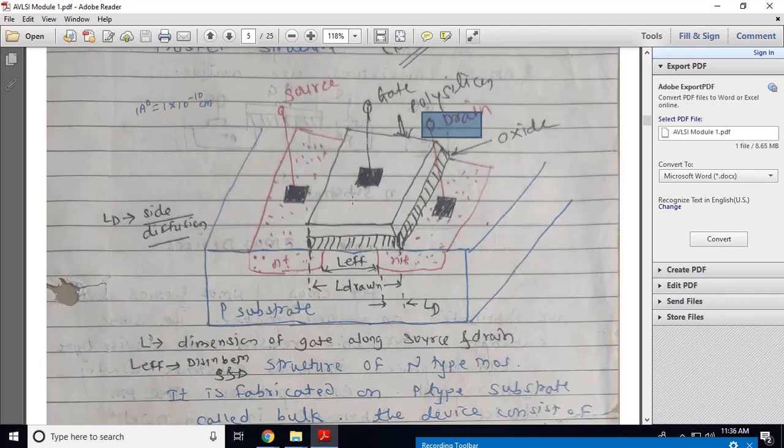So this is a voltage controlled device, because the voltage on the gate controls the movement of electrons from source to drain, and it controls the drain current. So it is a voltage controlled device. Output current is controlled by the voltage on the gate and source.